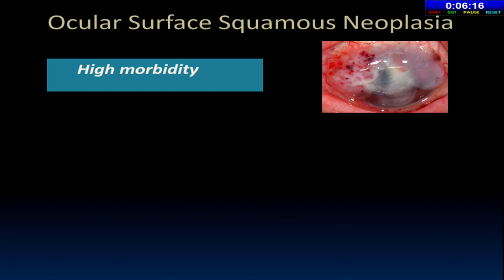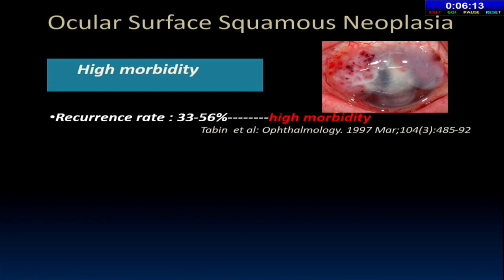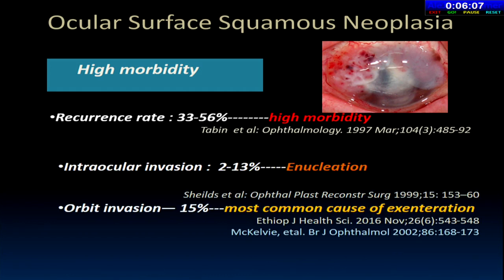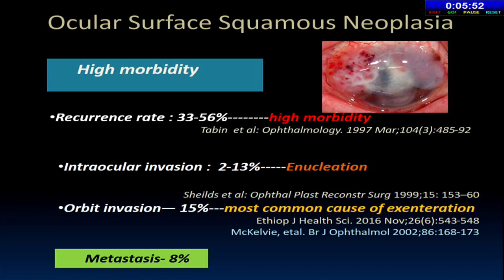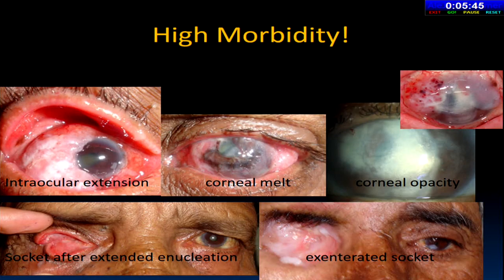It is a tumor which is characterized by high morbidity, and the morbidity is related to recurrence. So you could see recurrences in as high as 56% of cases, which could go on and cause intraocular invasion, or maybe an orbital invasion requiring exenteration. So much so that it is now one of the most common causes of exenteration. Metastasis occurs in less than 8% of cases, and death in less than 5% of cases. So morbidity remains the main cause of concern, which could be in terms of corneal opacity, intraocular extension requiring enucleation, corneal melting, or even exenteration, which is extremely disfiguring.